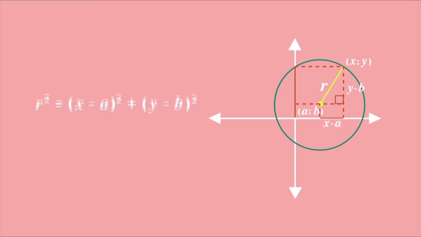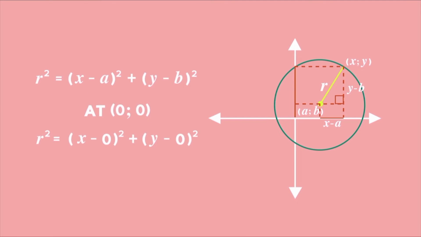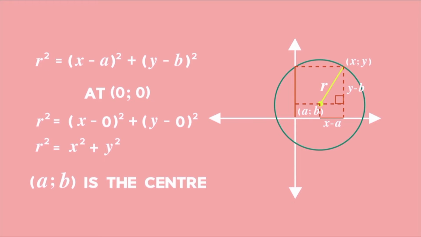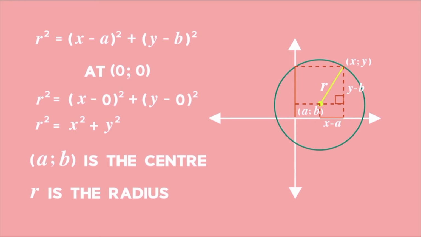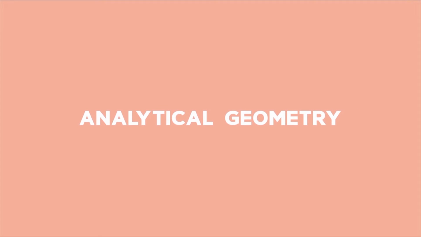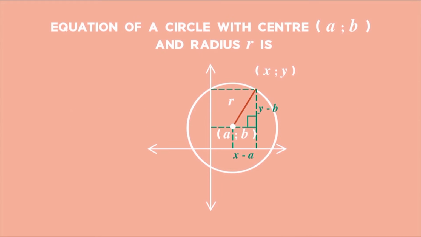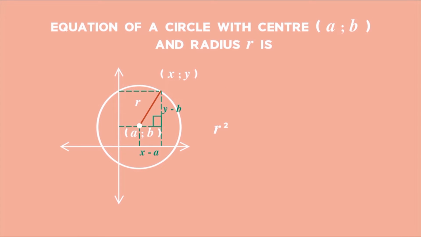Note that if a is 0 and b is 0, then the equation will be r squared equals x squared plus y squared, which is the equation of a circle with center 0, 0. This equation is very useful. We can easily see that A, B is the center of the circle and r is the radius. In grade 12 analytical geometry, we have established that the equation of a circle centered at A, B with radius r is r squared equals x minus a all squared plus y minus b all squared.